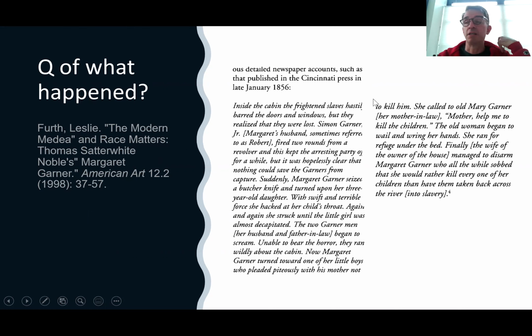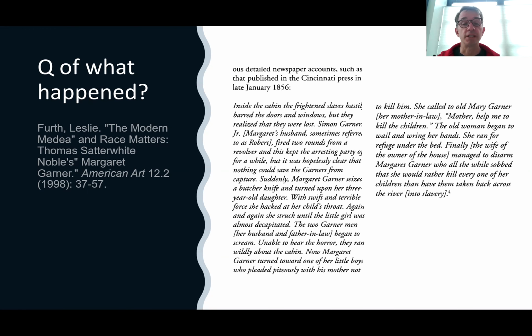And here is another summary of the actual events. Here is from Cincinnati Press, late January 1856. So this is from Ohio. This is pretty close to the actual time that this thing happened.